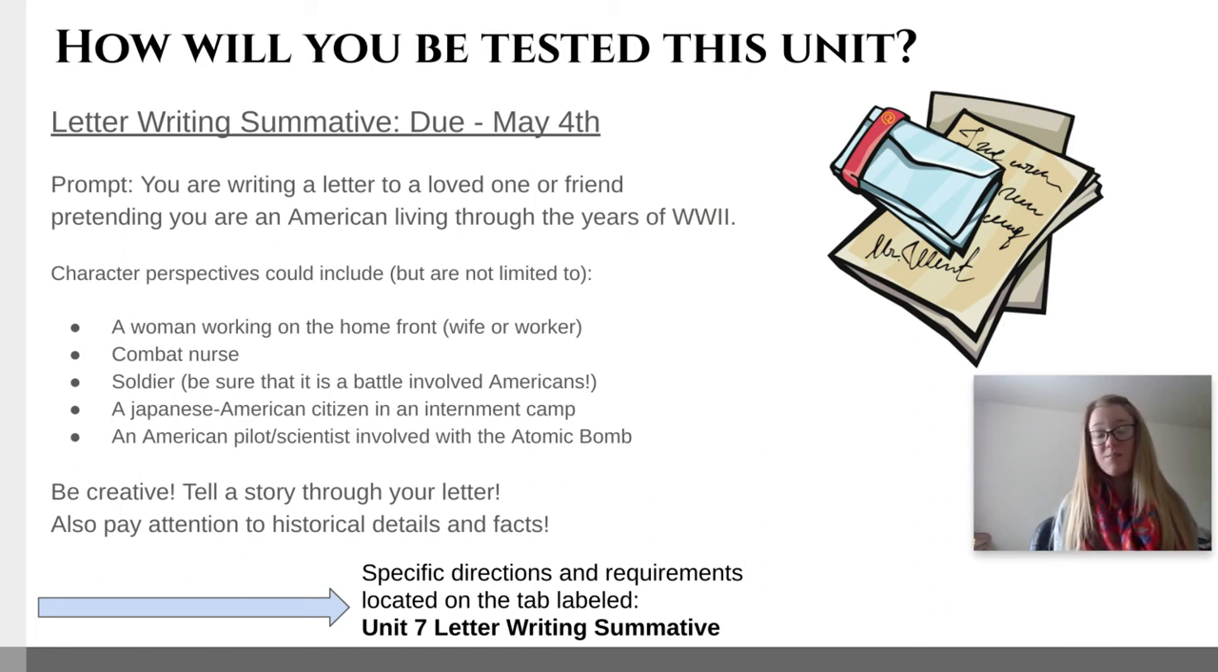So, if you thought of something else and you want to shoot me an email, please do so. I would love to hear if you had any other ideas. I want you to be creative. I want you to tell a story in this letter. I'll be posting specific directions and requirements that will be located on a tab labeled Unit 7 Letter Writing Summative. That way, you have a really straightforward list of requirements for this letter and what you should be expecting to do.